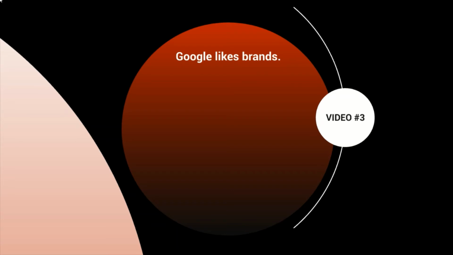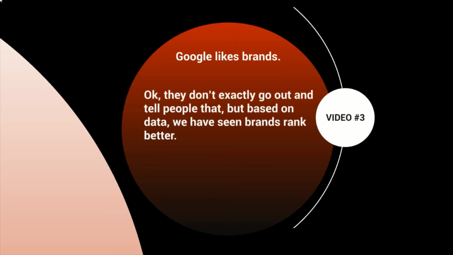Now, we don't know exactly whether this is true or not, but based on the data that we have seen, and based on the data that has worked not only for us but for many others, Google likes brands. Now, it's not necessarily that they particularly like brands because brands make a lot of money or anything like that. But what we've realized are certain variables that make a brand stand out. So they don't exactly go out and tell people that they like brands, but based on the data that we've seen, we have seen brands rank better.